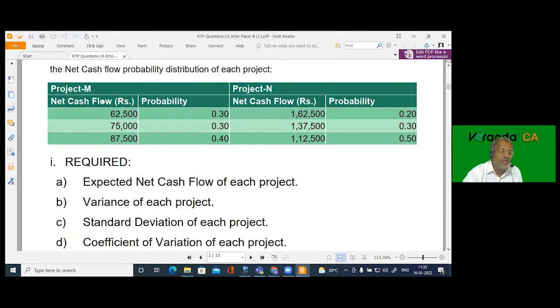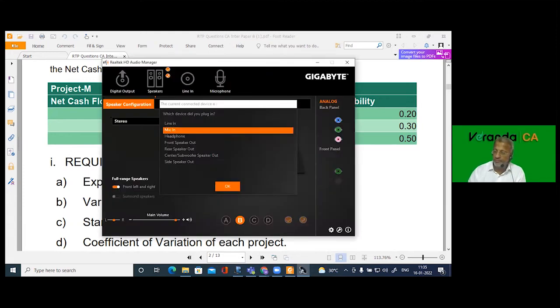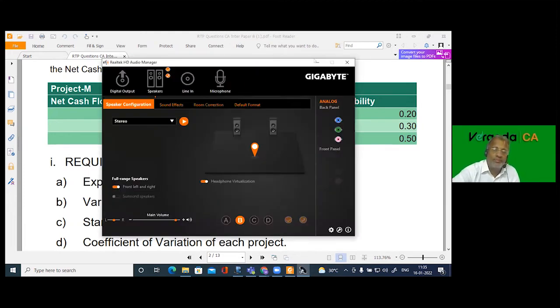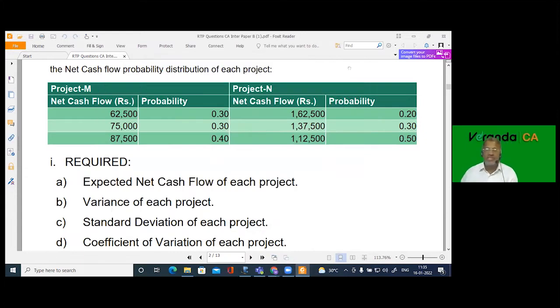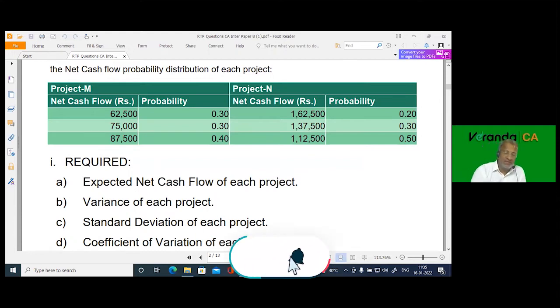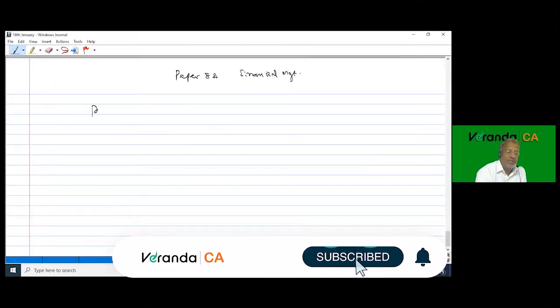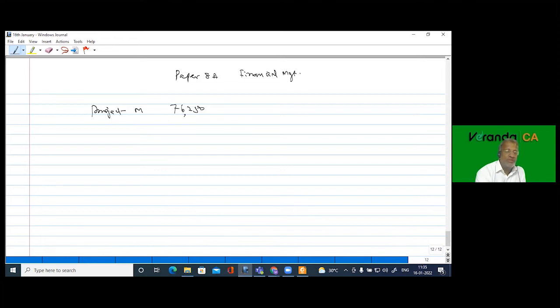But what we can do is multiply 62,500 with 0.3, 75,000 with 0.3, 87,500 with 0.4. Now let us take the calculator and operate on this. 62,500 into 0.3, 75,000 into 0.3, 87,500 into 0.4. All that comes to an expected cash flow of 76,250. 76,250 is the answer for the first question, that is project M. Based on this, we can't take any decision.